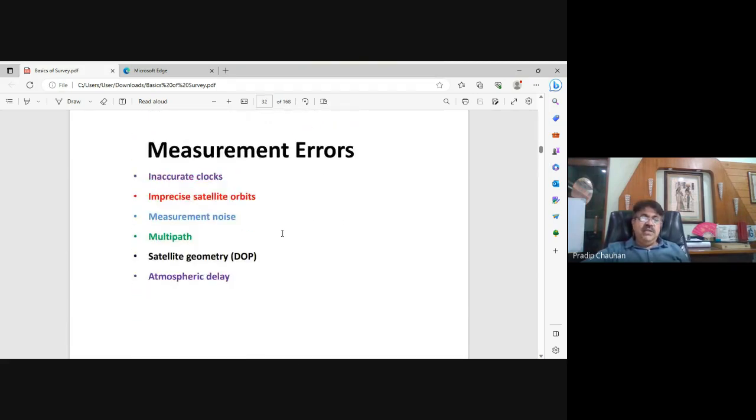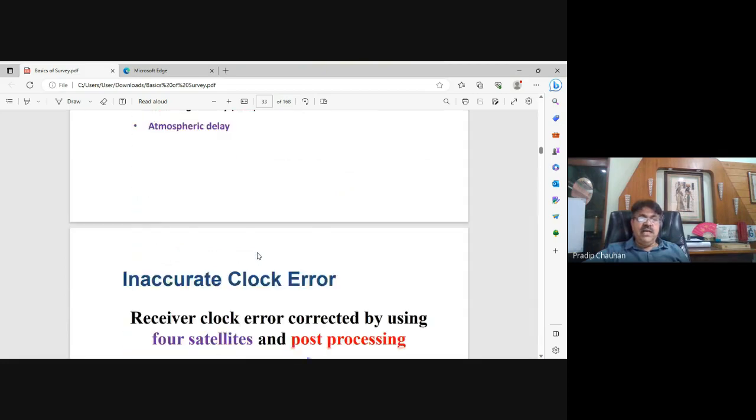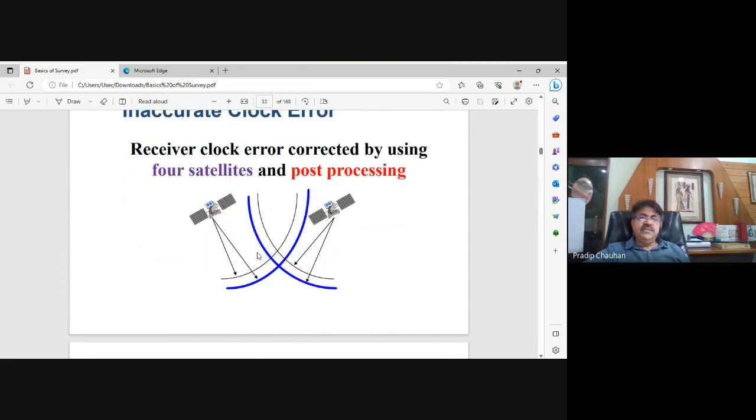There are measurement errors which need all kinds of correction: inaccurate clocks, satellite orbits, measurement noise, atmospheric delay, satellite geometry and multiple paths. Even reflection: sometimes you might be getting a signal which has struck some reflective surface like a vehicle or tree, and then it comes to you. That requires a lot of processing using software at laboratory level, and then it is corrected.